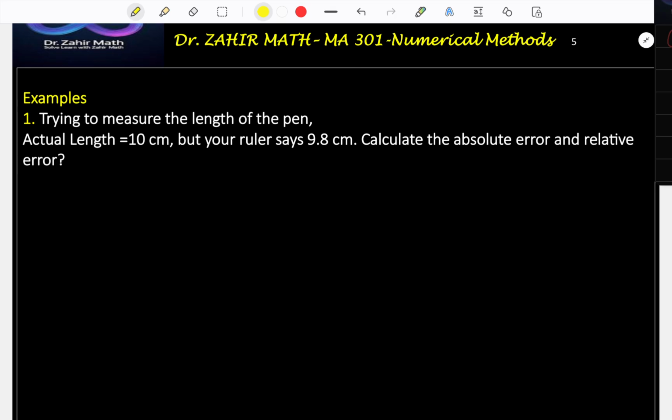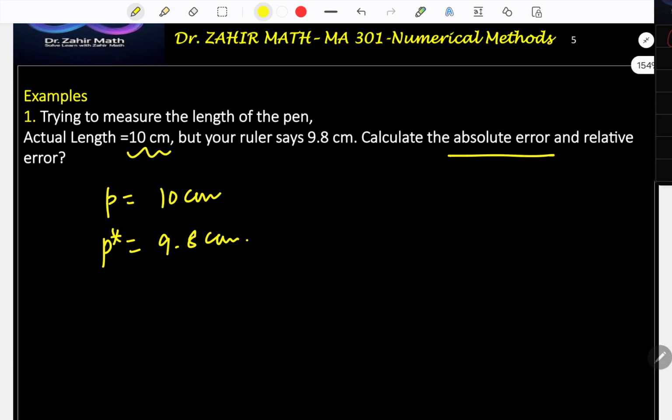Let me do a few more examples so you will get an idea of absolute error and relative error. Try to measure the length of a pen. Suppose you have a pen, right? The actual length of the pen is equal to 10 centimeter. But you're measuring with a ruler, and your ruler gives 9.8 centimeter. I'm talking about the pen, keep in your mind. So the pen length is 10 centimeter, and the ruler says 9.8 centimeter. What is the question? Calculate the absolute error and the relative error.